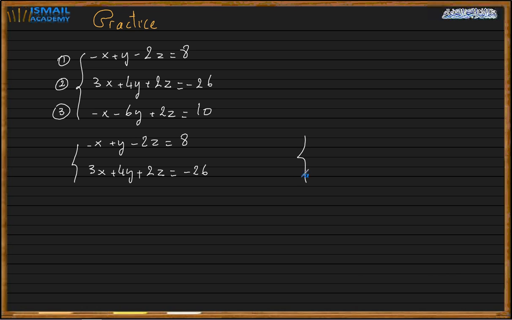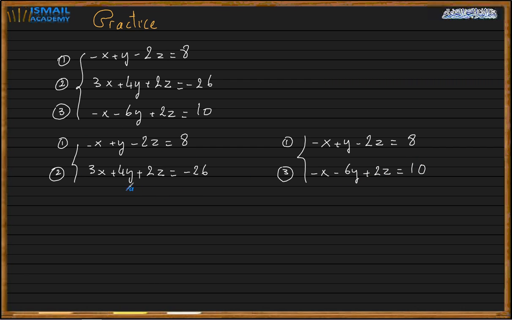So this is the first and the second. And I will pick the first and the third because I'm really lazy. I don't want to multiply. This is already there: same sign, same coefficient. I just need to subtract. I don't need to do anything, and I don't need to look for the LCM. So minus x plus y minus 2z equals 8, and minus x minus 6y plus 2z equals 10.